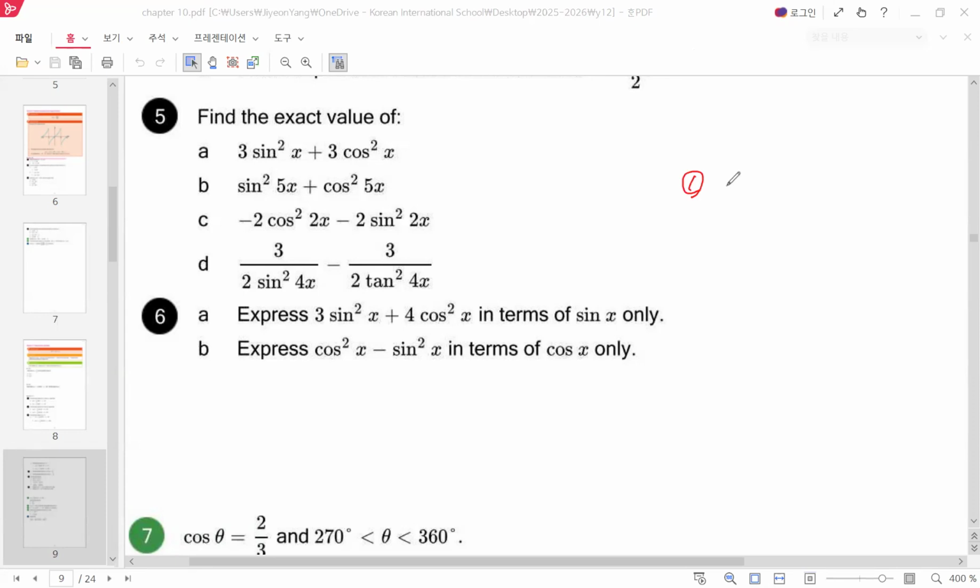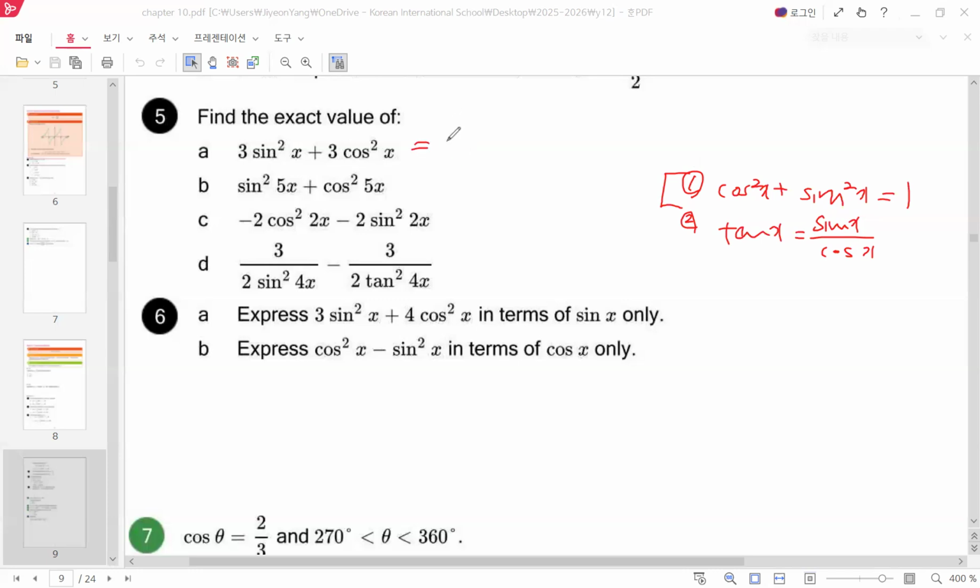The first one is cosine square x plus sine square x. What is this, students? 1. And secondly, tangent x can be defined by using cosine and sine. What is that? Sine x over cosine x. Please remember these two things, and by using them, you can solve this question.